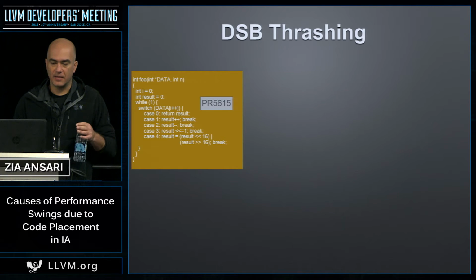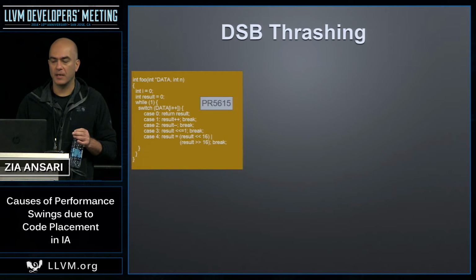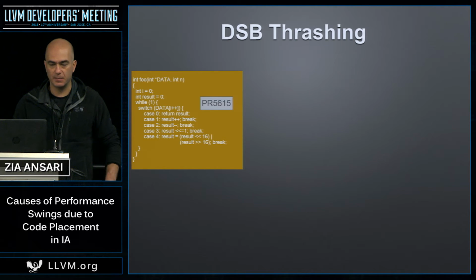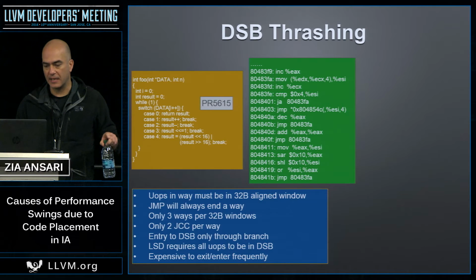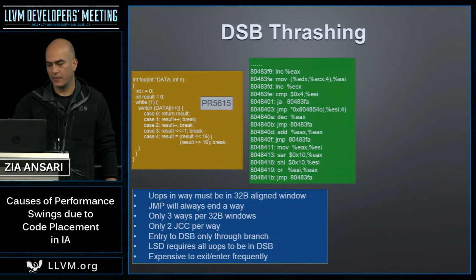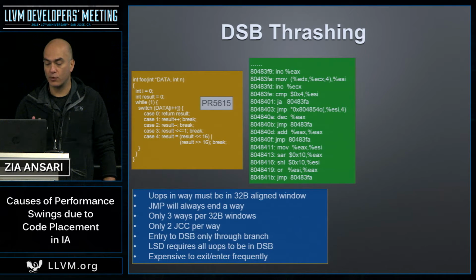And I took a look at it, and there are a few cases that kick in with this particular loop. One of them was a nice classic issue of DSB thrashing, and I'm going to illustrate how DSB thrashing works. So we've got this switch statement with a bunch of cases in it, and it processes a stream of data coming in and does stuff based on it. Not terribly exciting. The disassembly for it is here on the right, and I've listed the DSB restrictions here on the bottom for reference. The important ones are the first 3 that we're going to concentrate on here.